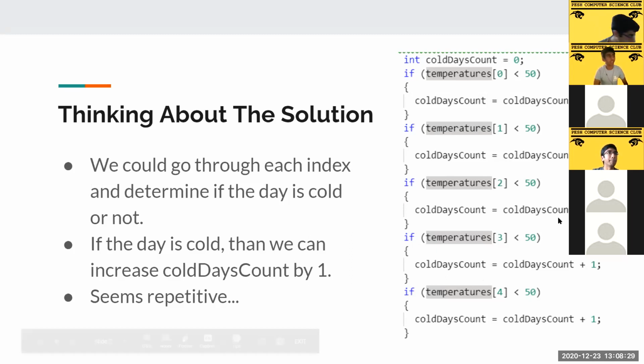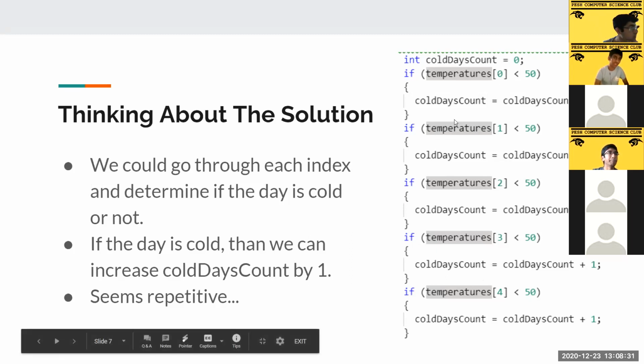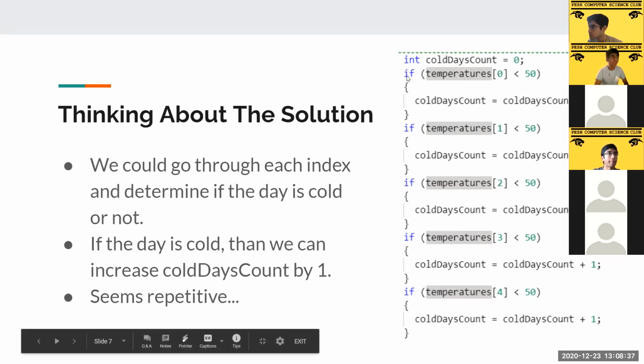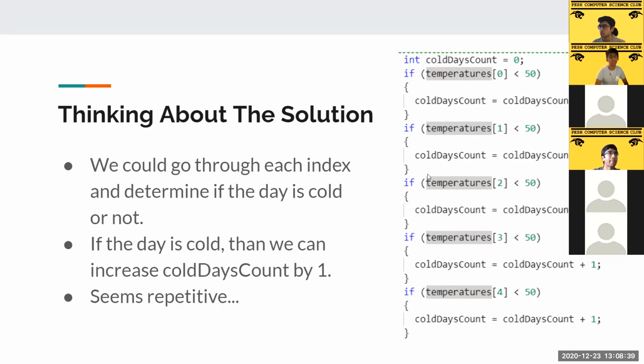So this seems a bit repetitive, doesn't it? There's a lot of lines of code I'm writing right here. I'm checking every single index from 0 to 9. This would be about 40 to 50 lines of code, and no one wants to type up 40 to 50 lines of code. So does anyone in chat have an idea of what we could do to not repetitively do this over and over again?